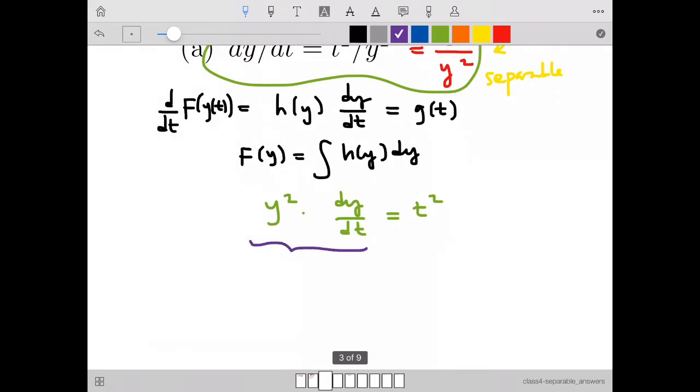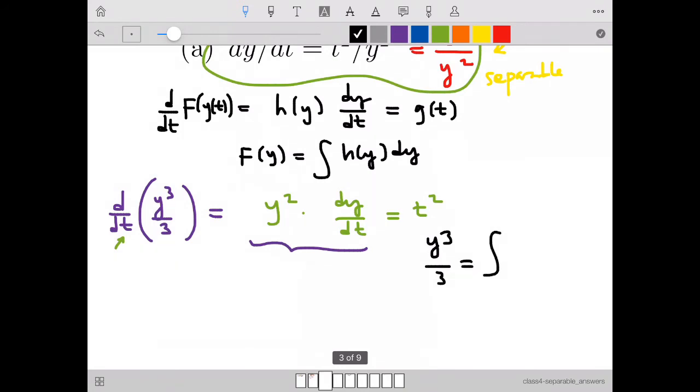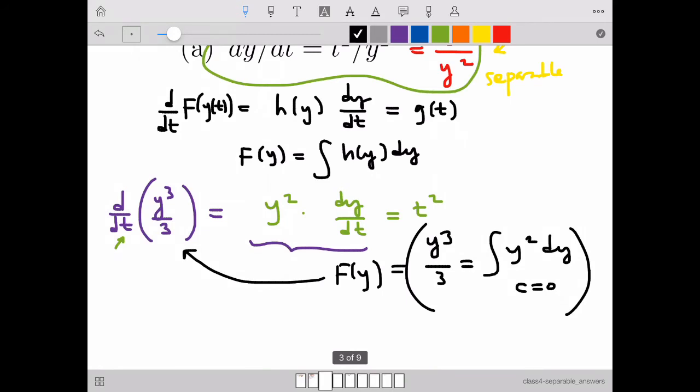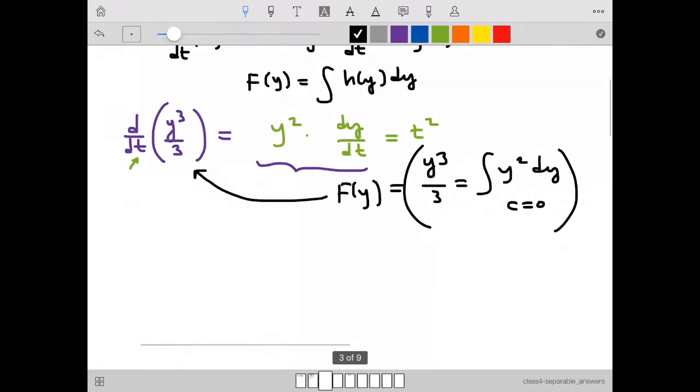So the left hand side is the derivative of y cubed over 3 with respect to t. Right? Because y cubed over 3 is an antiderivative of y squared with respect to y by taking c to be 0. So this is our big F of y. So that goes in there. Okay, so we integrate this with respect to t.